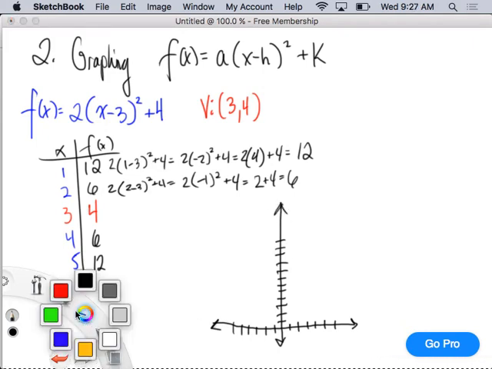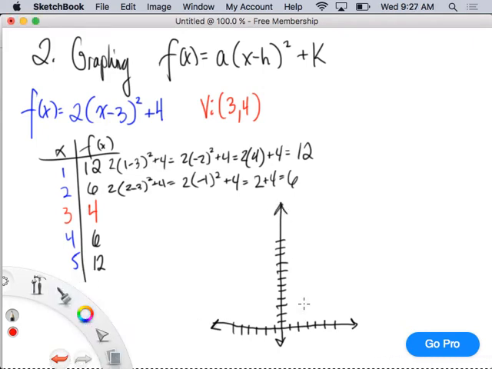All right, my vertex is here at (3, 4). God bless you. Next point is (2, 6). That's here. Next point is (1, 12). That's here. Then (4, 6), (5, 12). And there you go. Does that make sense? All right, good. Good.